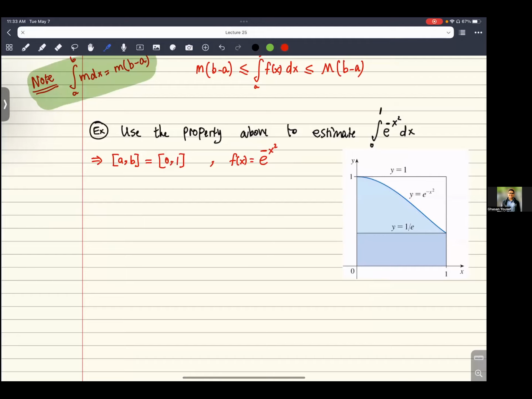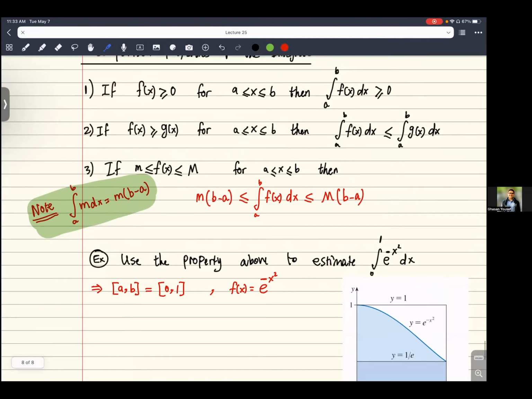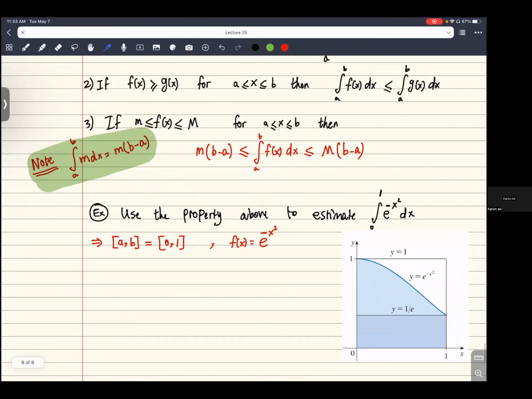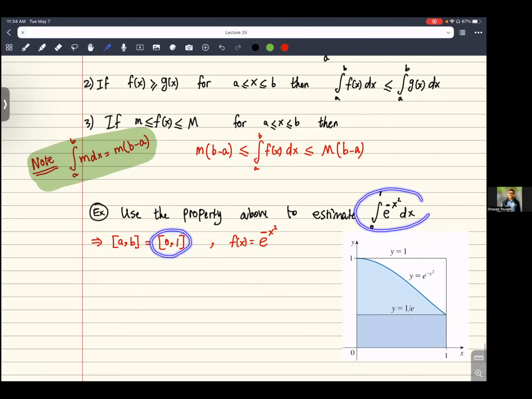By the way, how can we use the property? I'm going to use the third property. How can we use it to find an estimate of this integral? My question is, what is the minimum value of this function on the interval from 0 to 1? At which x from 0 to 1 does the function have a minimum value? And the maximum value is 1, correct?